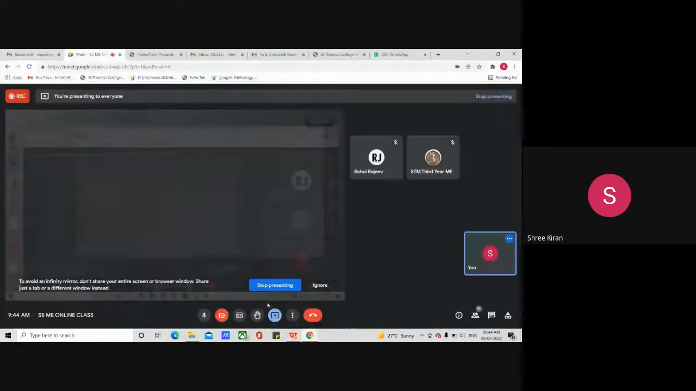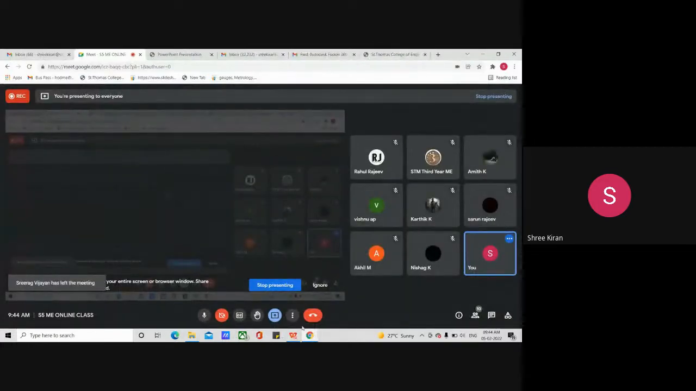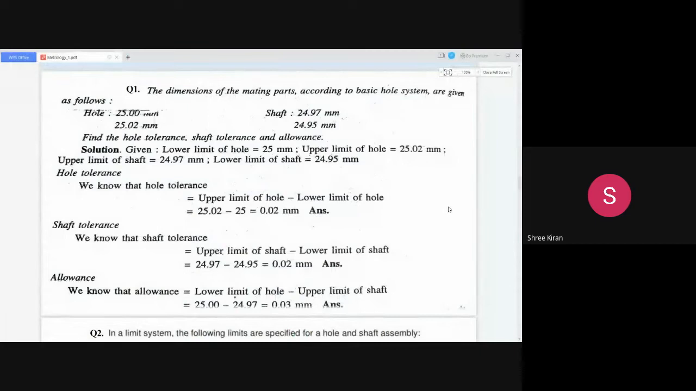Any one of you? Could any one of you tell me what was the topic we have learned, which is related to this over here? Amit K, could you tell me the topic which is related to this one? This is regarding the gauge, yeah. But only the gauge or anything else?